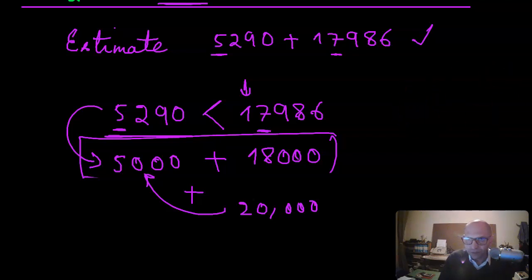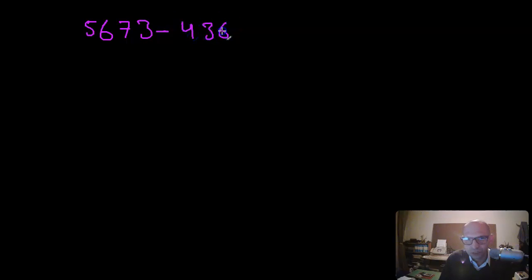Now, in the case of subtraction, it's again the same principle. Let's say that you have 5,673 minus 436, and you want to approximate. I have 5,673, and I'm subtracting around 400 from that. So without any sort of calculation, I can approximate this as essentially 5,000, right? Meaning that 5,600 minus 400 would be 5,200, rounded to 5,000.